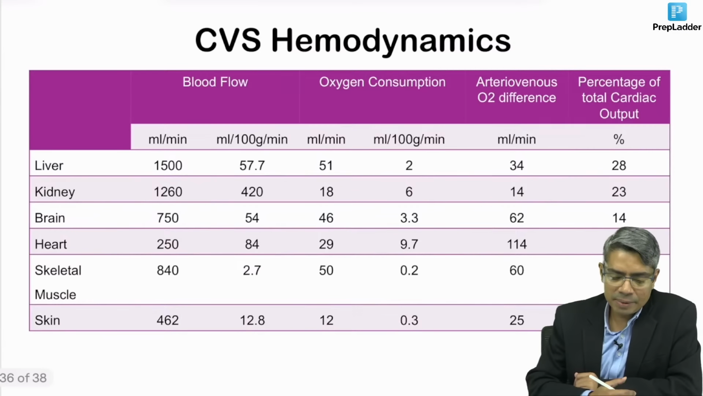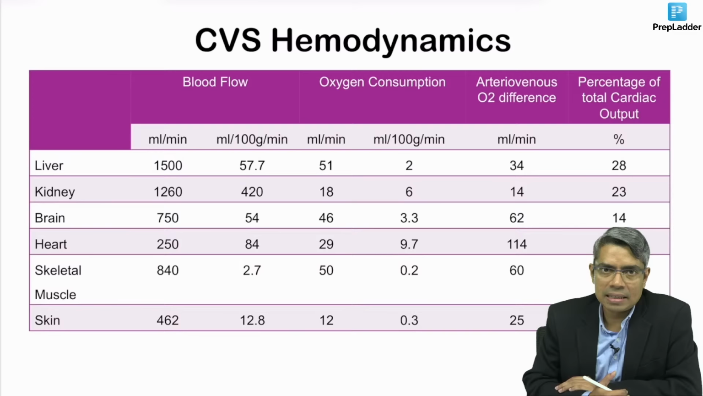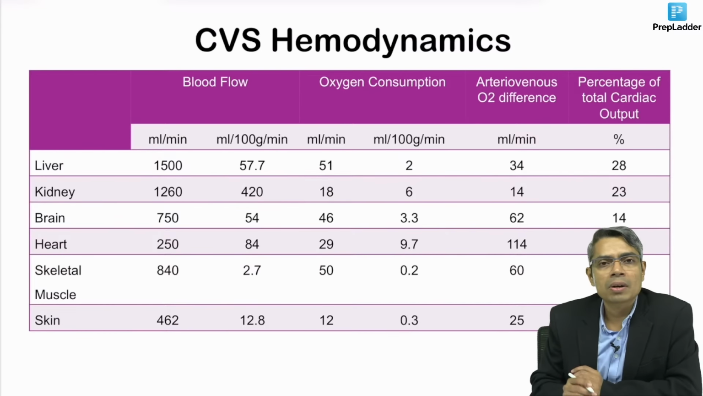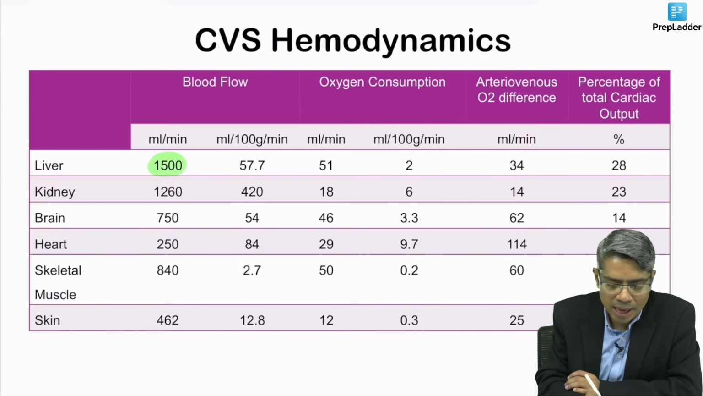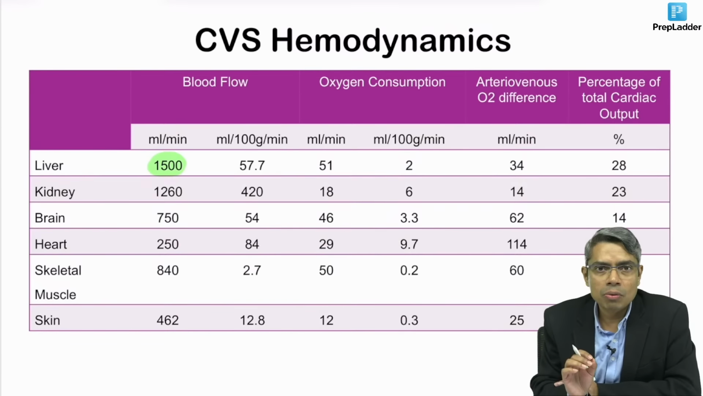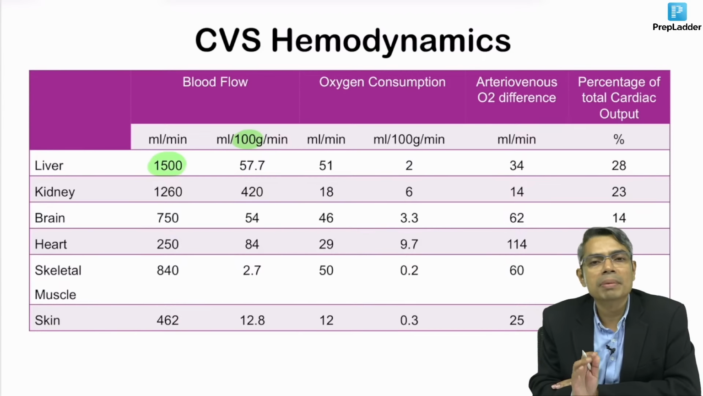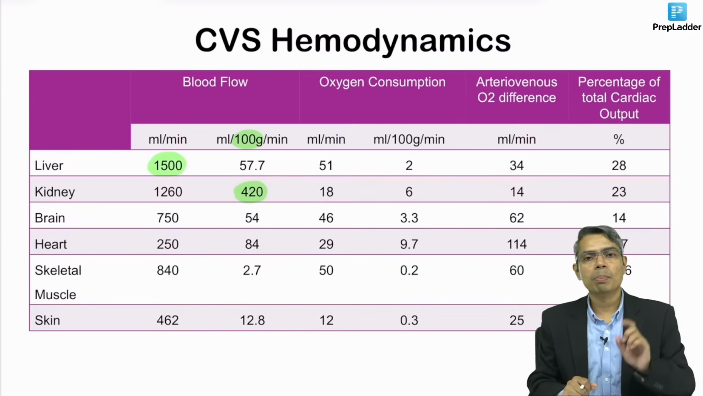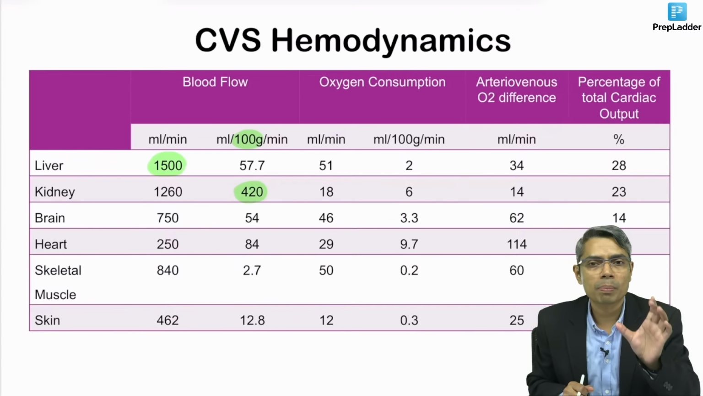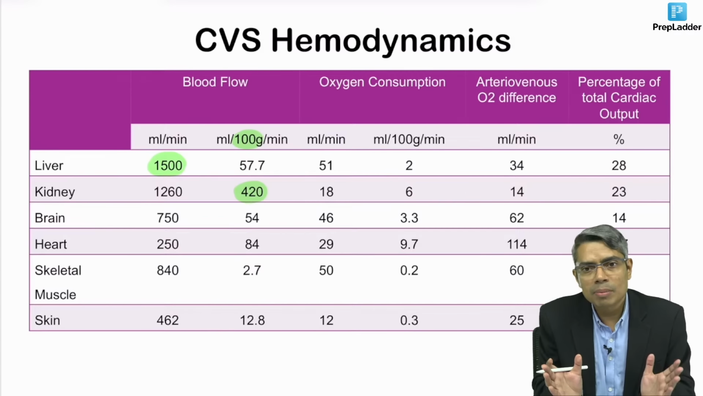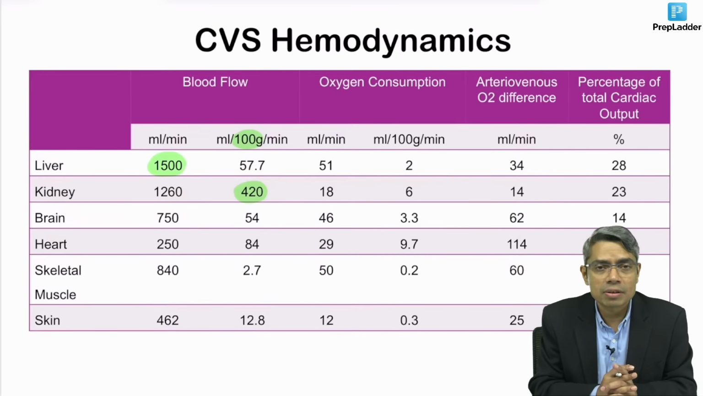Okay. Next table, CVS hemodynamic related table. Sometimes I have seen direct questions given from this table, like for example, which organ has highest blood flow? According to Ganong, it is the liver. Okay. But whenever the question is which organ has highest blood flow per 100 gram of tissue per minute, then your answer is kidney has the highest blood flow per 100 gram of tissue or per gram of tissue. Total blood flow is maximum in the liver, but per gram of tissue means huge amount of blood is concentrated in which organ?